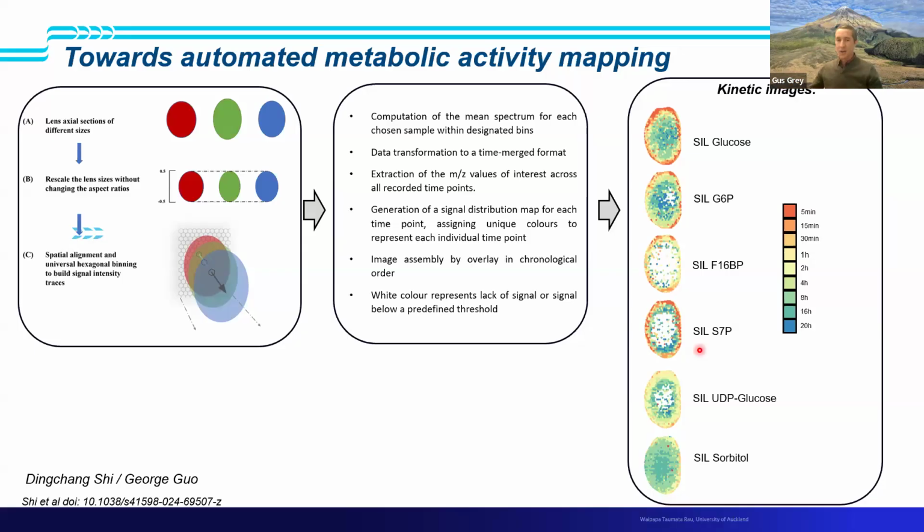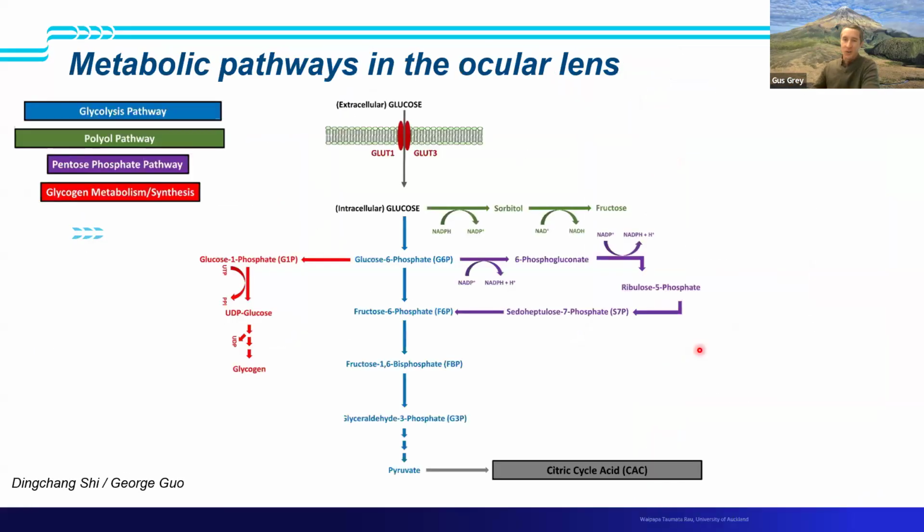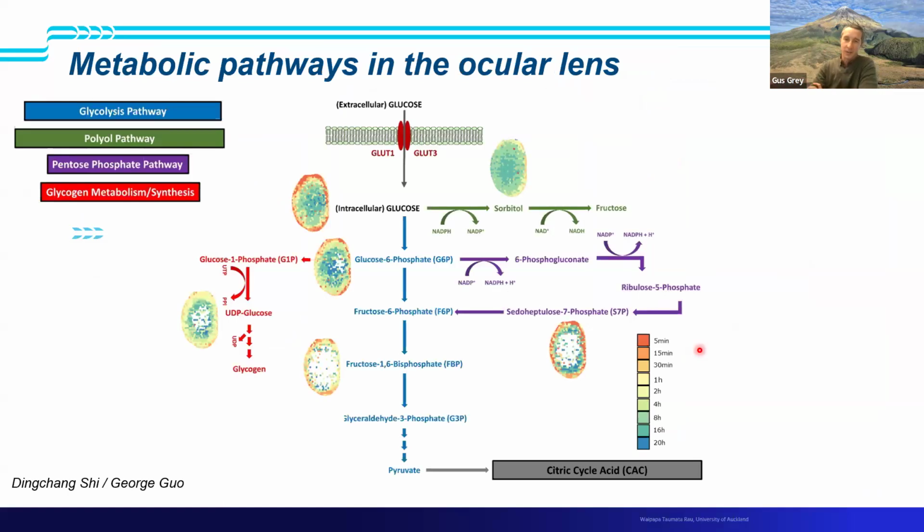Then, of course, we can relatively crudely overlay that with the metabolic pathways that we know are existing in the lens, and we're attempting to do this sort of comprehensive spatial mapping of glucose uptake and metabolism in a bovine lens.